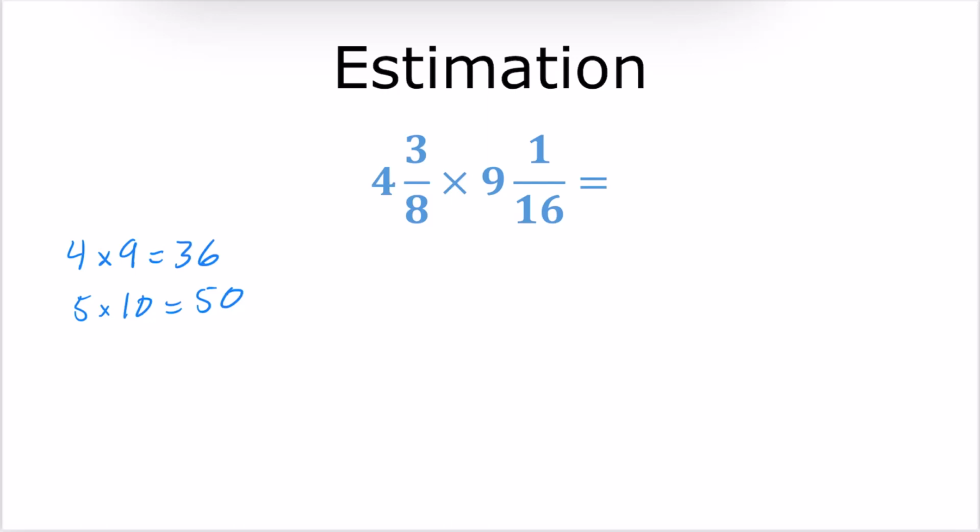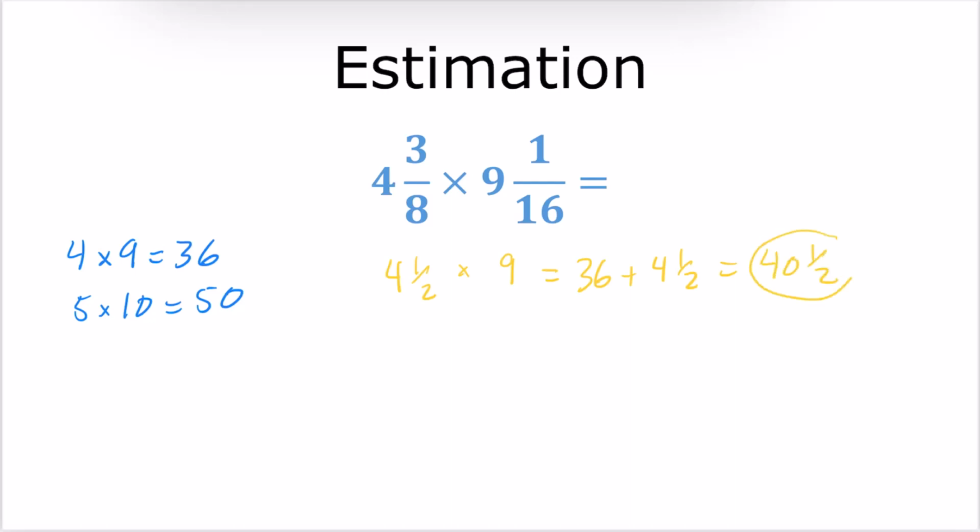Another way you could estimate it that's a little bit more precise is you could round the mixed numbers to the nearest half unit. So 4 3/8 is closest to 4 1/2, and 9 1/16 is closest to 9. And so if I make 9 copies of 4 1/2, well, 9 copies of 4 is 36. 9 copies of 1/2 is 9/2 or 4 1/2. And that would give me 36 plus 4 is 40. So I'd get 40 1/2.